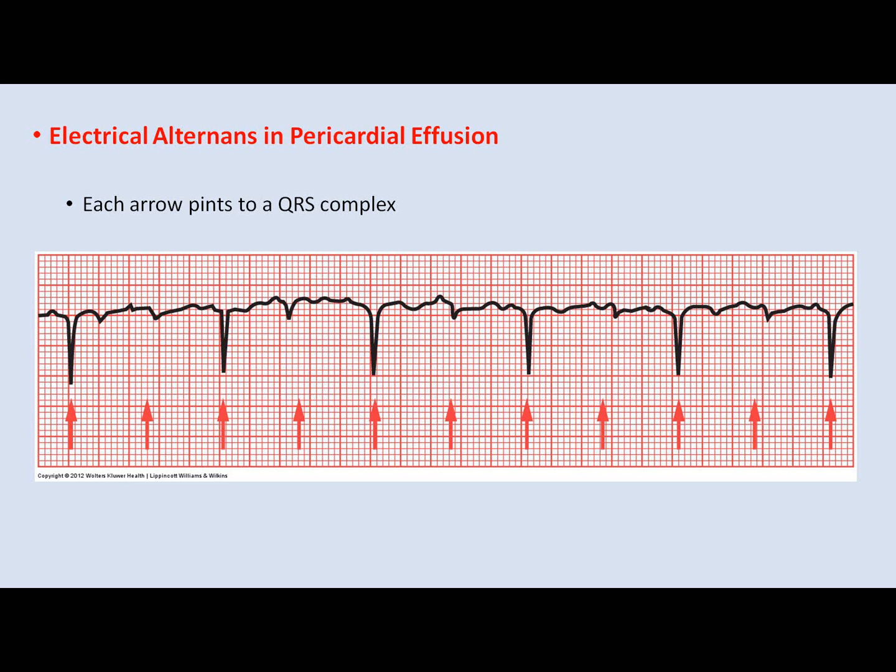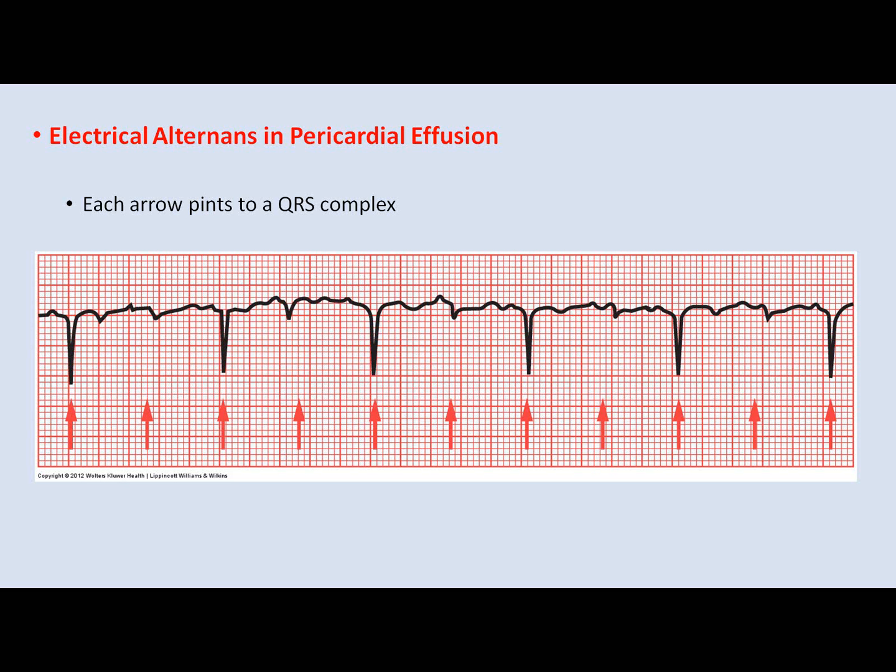What happens there? Here's the heart inside the sac, and now there is fluid. When the heart beats, one is in the normal position, but then the heart swings to the other side because there is fluid, so the sac is not firmly holding the heart. When it moves to the other side, you get a smaller QRS. This is called electrical alternans because it alternates between small and big.